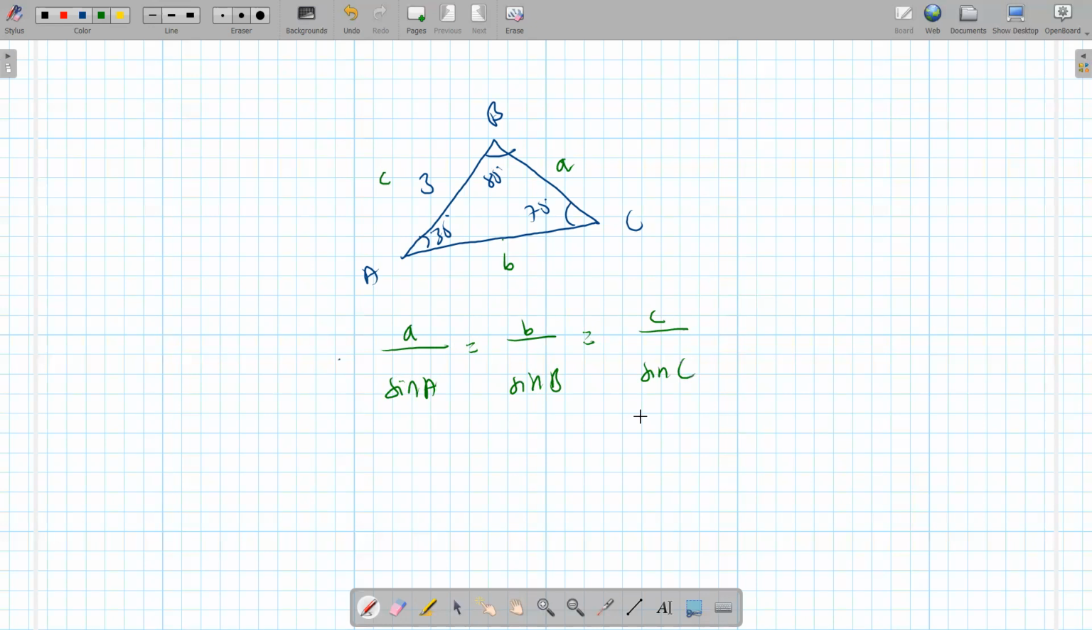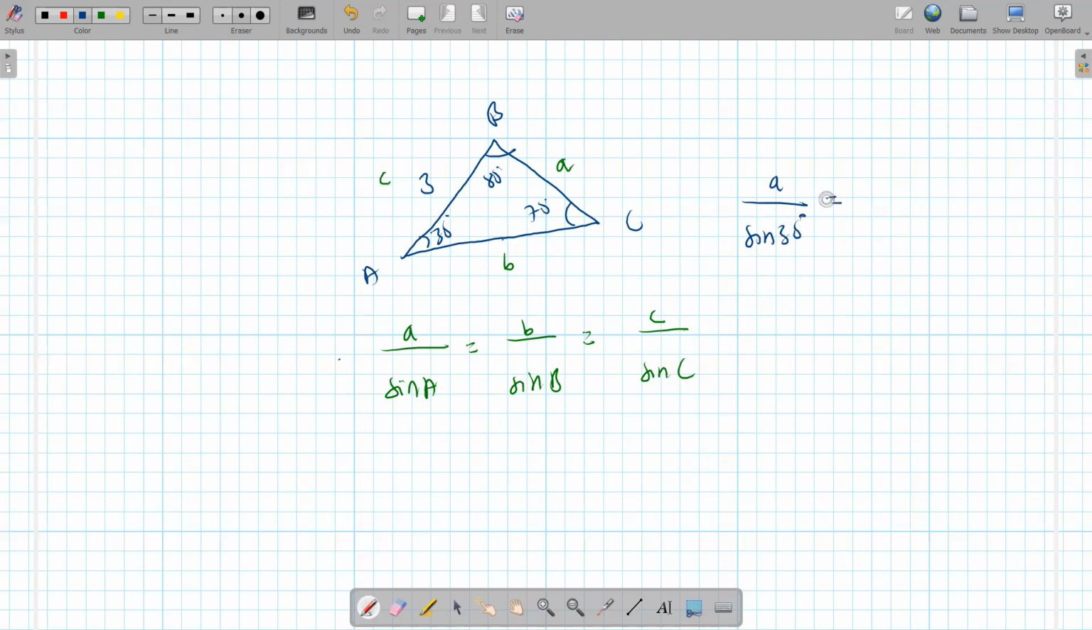Now there's a triple equality going on in this equation, but we don't actually use the triple. We use two things at a time. We'll either use just the first two, or the last two, or the first and the third, depending on the question. So let me work this out for you. Let's find a. We don't know what it is, so it's going to be a over sine of A, sine 30, like that.